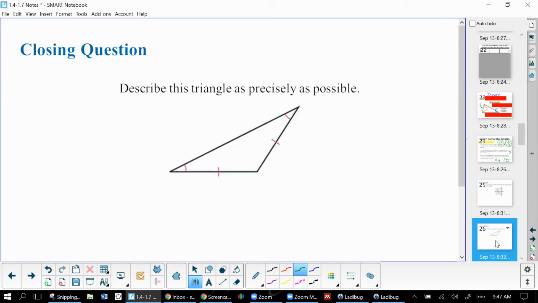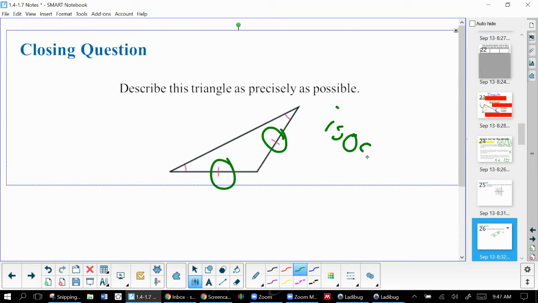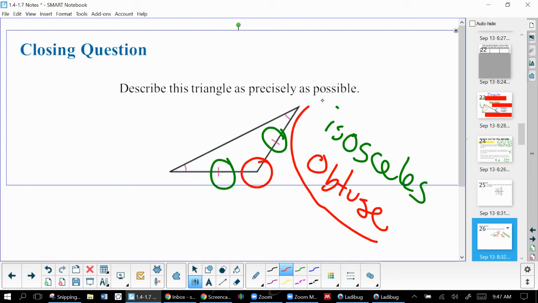Okay, so there's a couple of things that we've got going on here. The first thing I'm seeing is we've got two congruent sides. That makes it isosceles. It's one word I can spell. And then we've got this angle right here, which is definitely bigger than 90 degrees. That is obtuse. So it is an isosceles obtuse triangle.